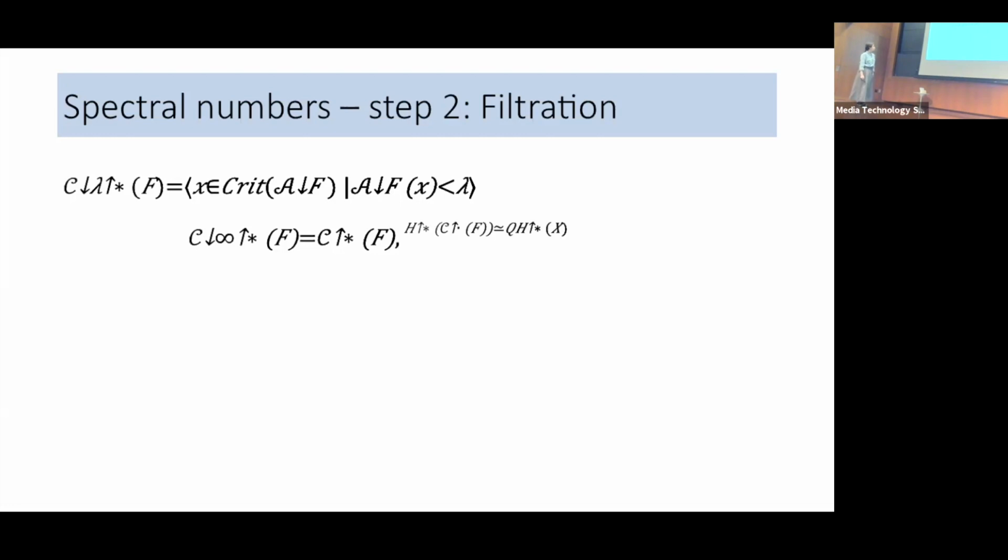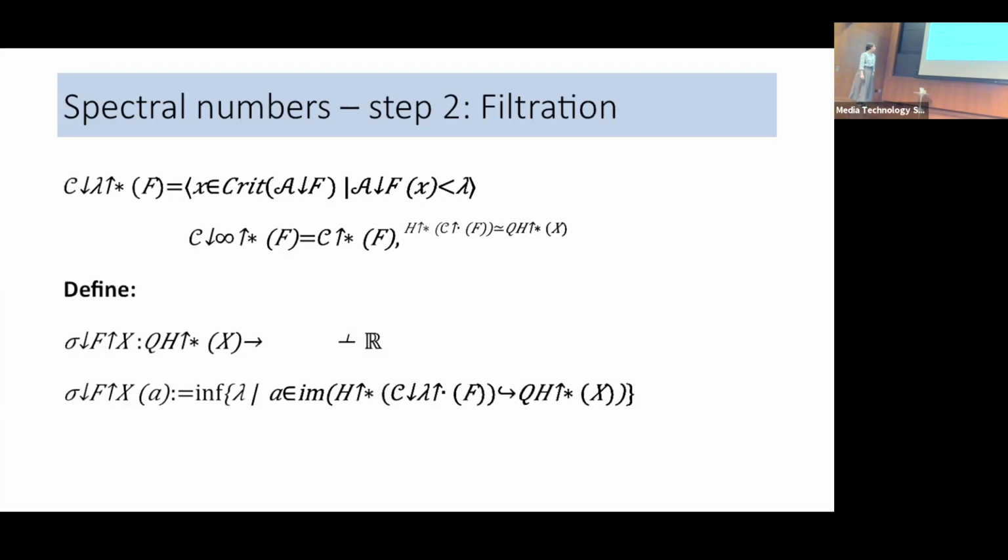And like we said before, the cohomology of this entire complex recovers the quantum cohomology.